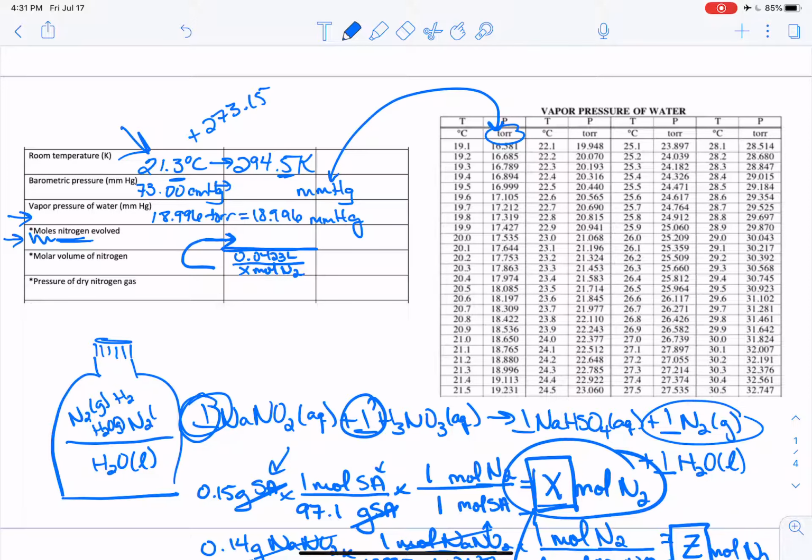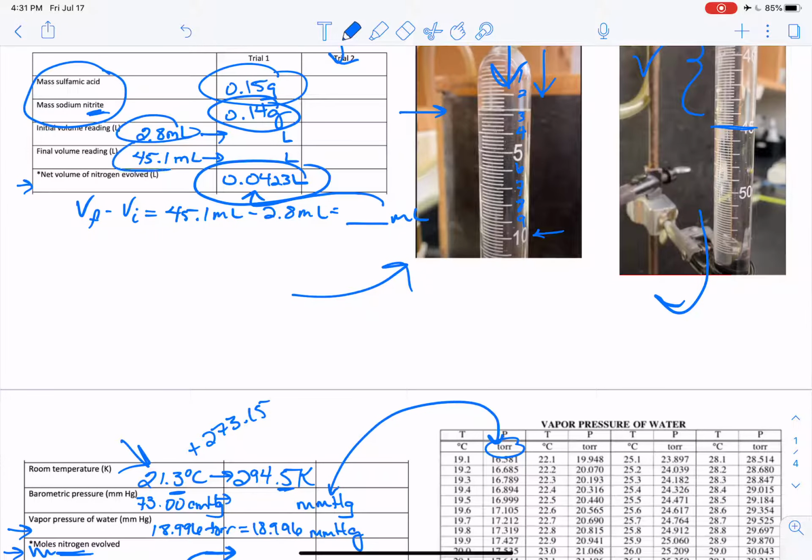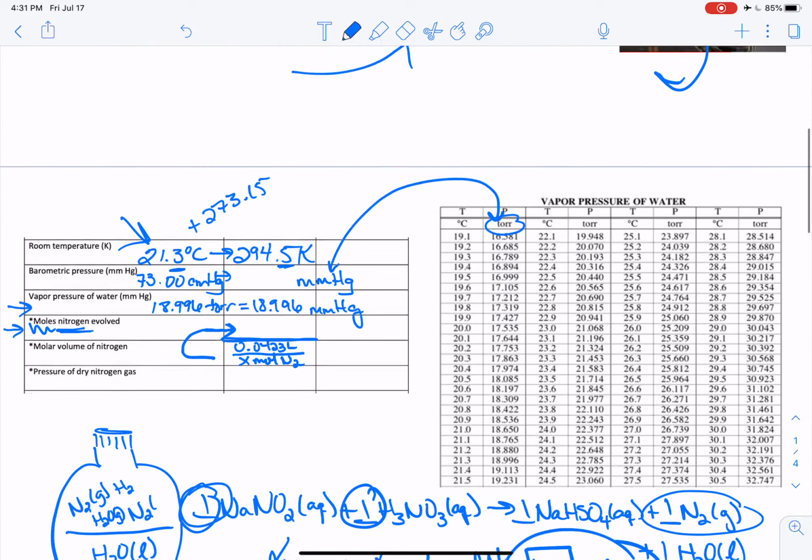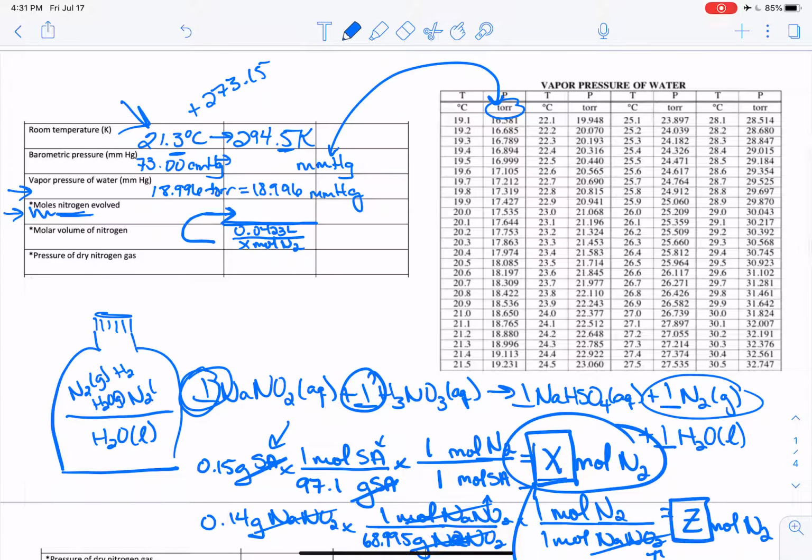Now remember, I made up the 0.0423 liters because I made up this value and this value. I just looked over here and here and made a guess, but you guys are going to make a better guess, okay? So don't just copy what I write. Get your own values. You're going to do 0.0423 divided by whatever number X is, and you're going to come up with a value. Let's call that value W, so it's different from X and Z. The units on that will be liters over moles of N2. So that's how you do the molar volume of the nitrogen.